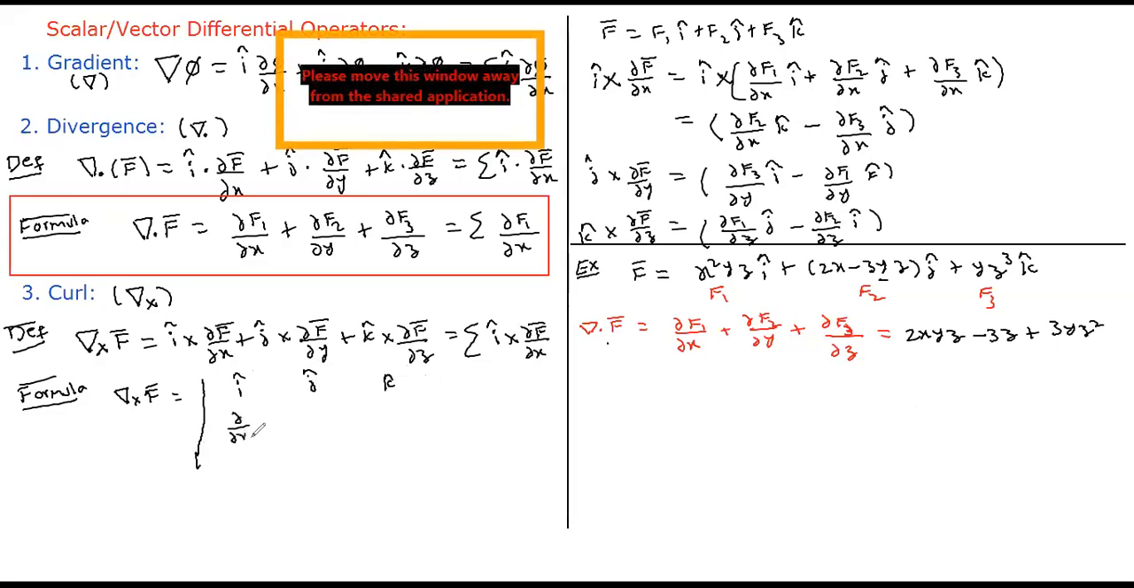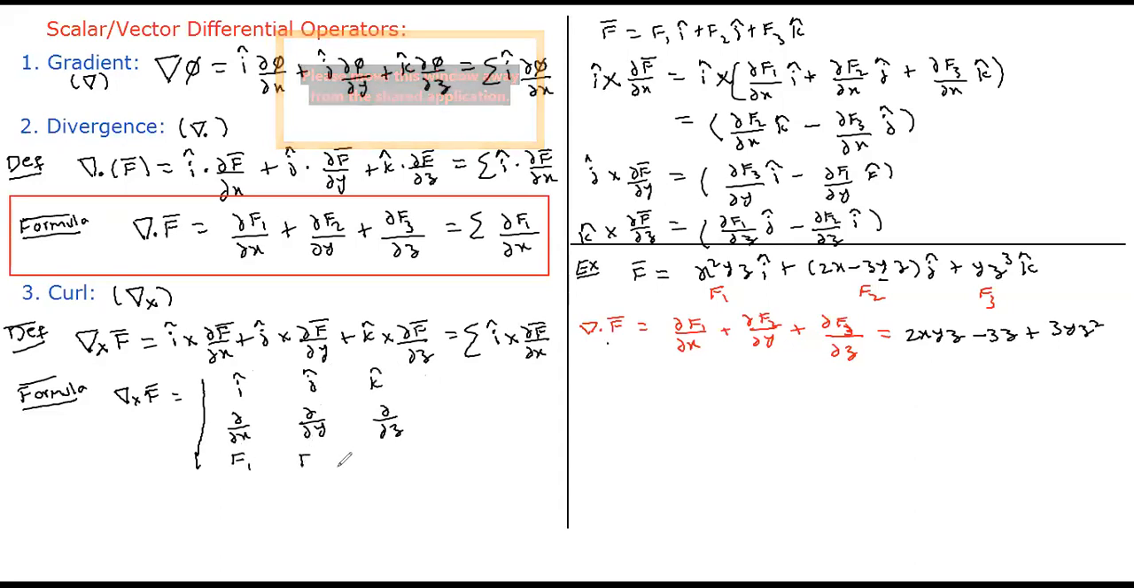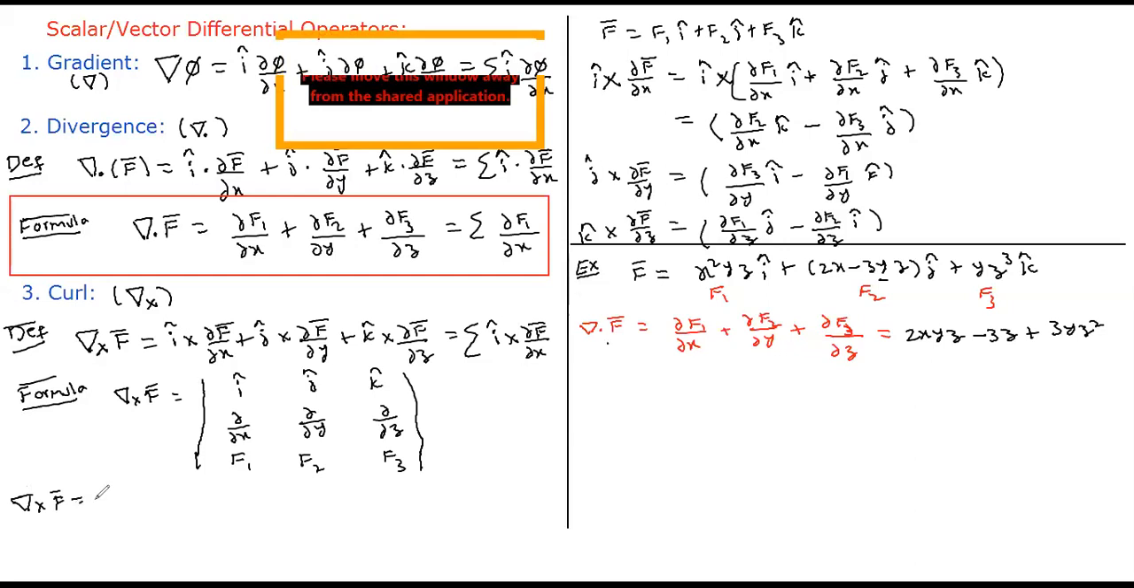dou by dou x, dou by dou y, dou by dou z, first component, second component, third component. Okay. Now you just simplify this, like how you find the determinant, like that you simplify. What will this be? i bar into, operate this derivative on f3.